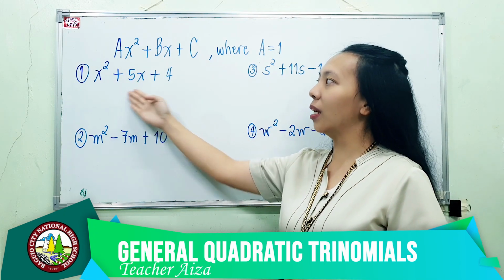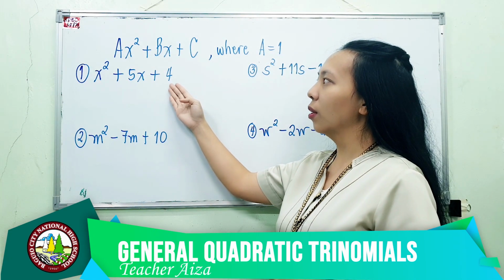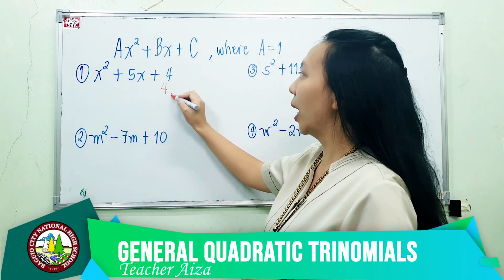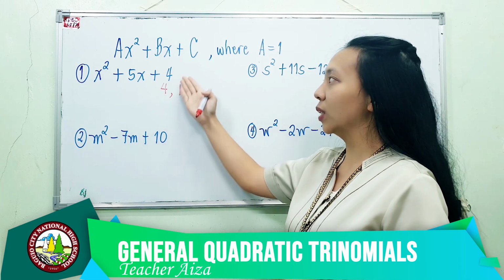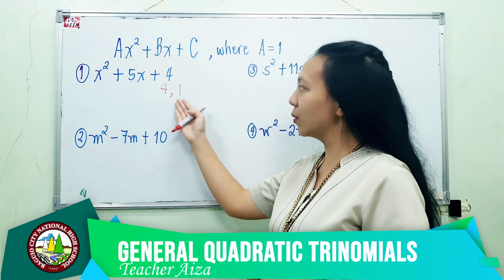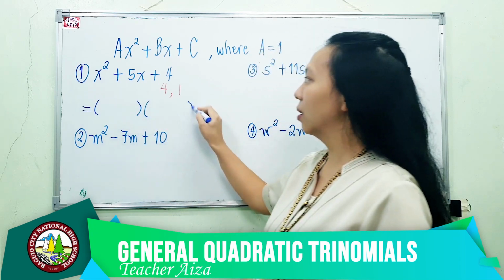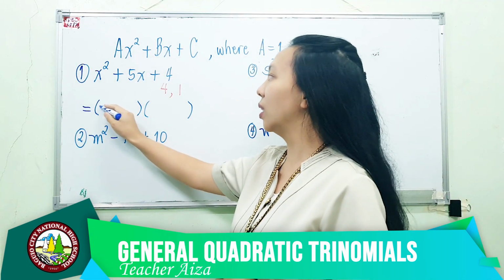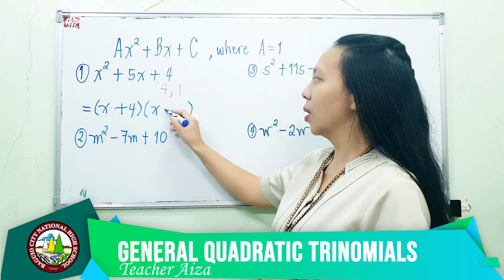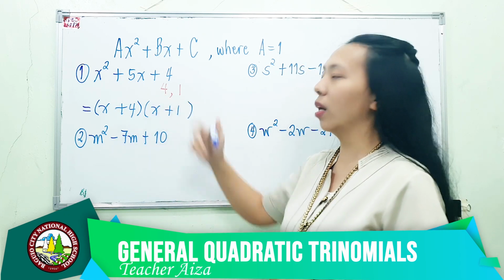b. Let's begin with x squared plus 5x plus 4. What factors of 4 when added will give us a 5? These are 4 and 1. 4 times 1 is 4, and 4 plus 1 is 5. Based from this, we can now write the factored form of the given polynomial. Its factored form would be the quantity x plus 4 and the quantity x plus 1. We made use of plus here since both 4 and 1 are positive.